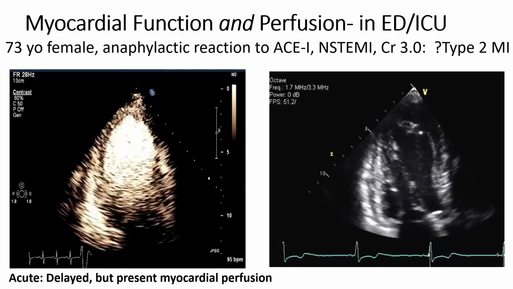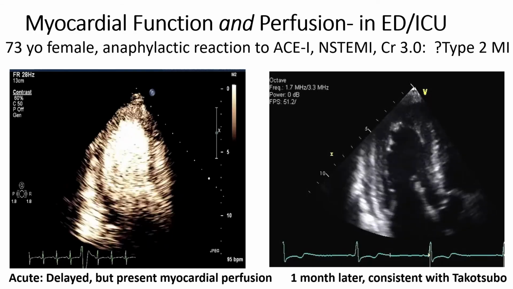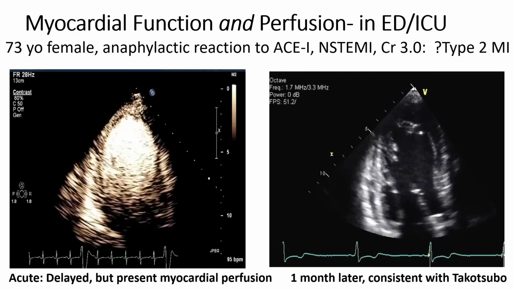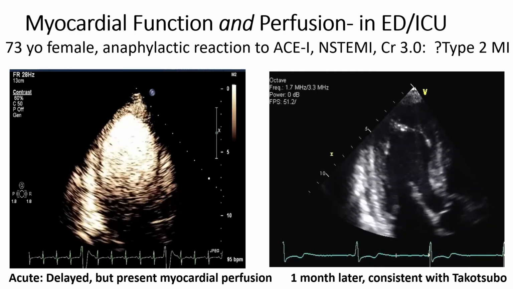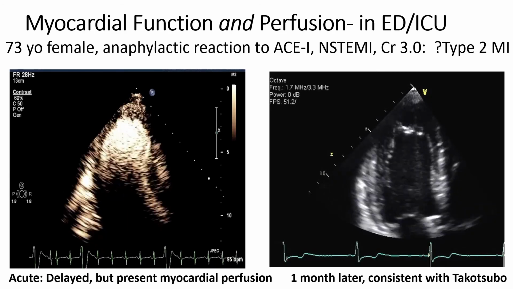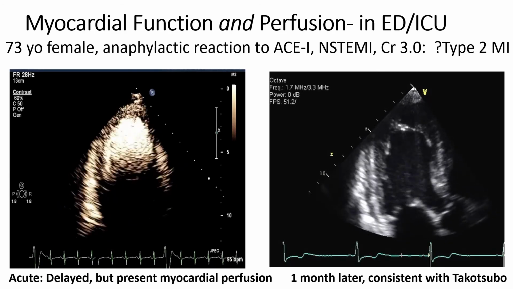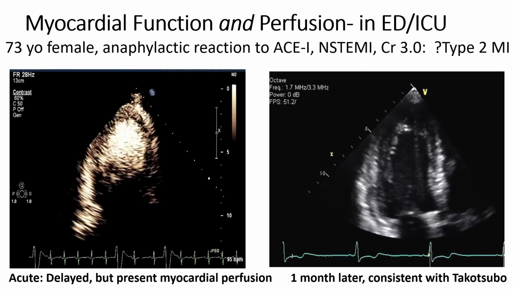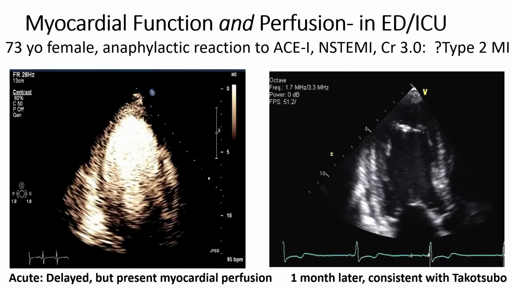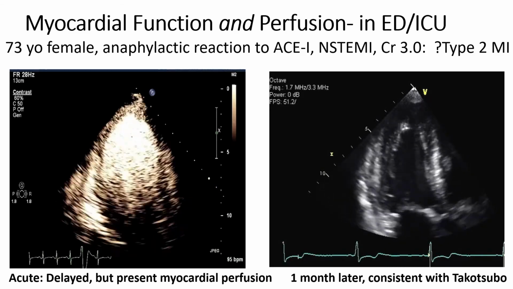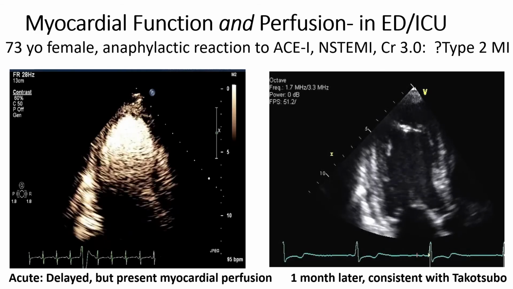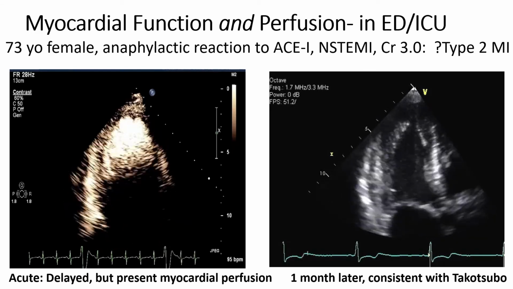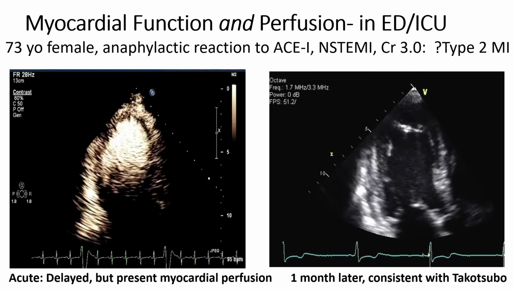So we didn't. And a month later, she came back and she had normal LV function. It had completely recovered, consistent with the retrospective diagnosis of Takotsubo's. And thus, the important thing is that the perfusion information, which was slightly delayed but preserved despite the area of regional wall motion abnormality, was very helpful in her management.